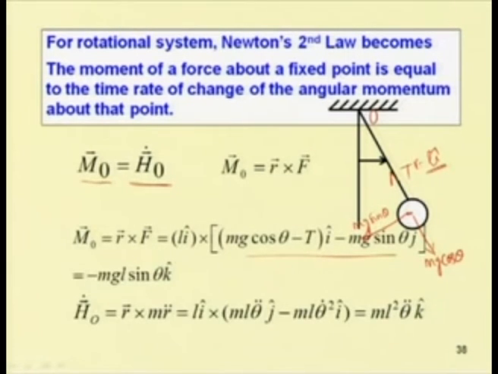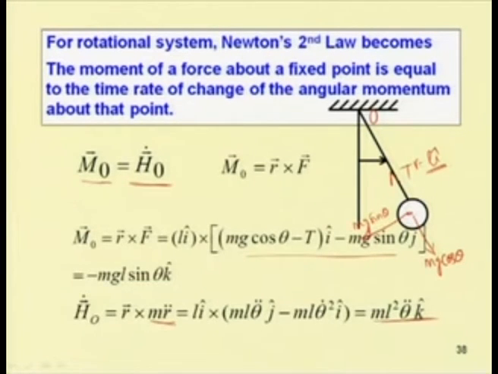H0 dot will be equal to r cross acceleration term. The acceleration equals m r double dot, where r equals L I. So L I cross m L theta double dot j minus m L theta dot square I. This becomes m L square theta double dot k.